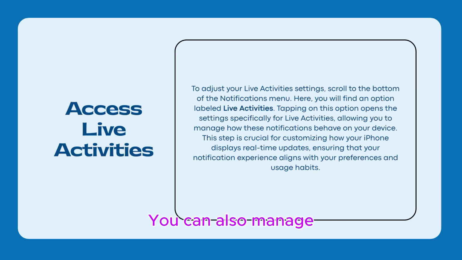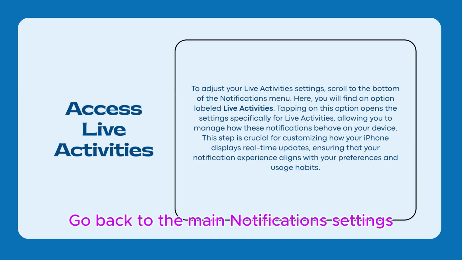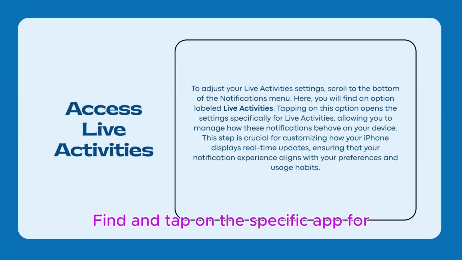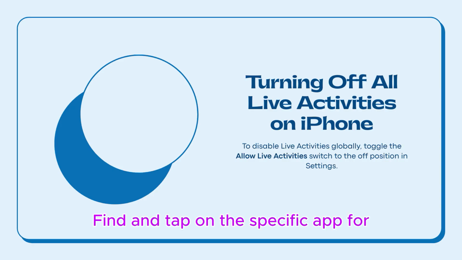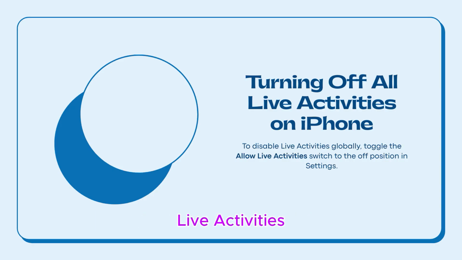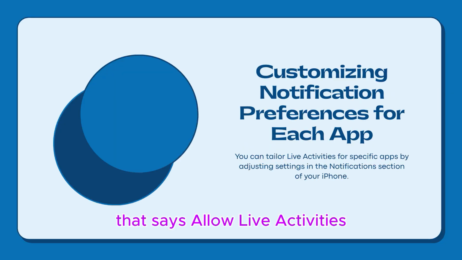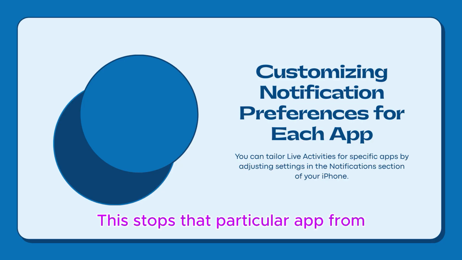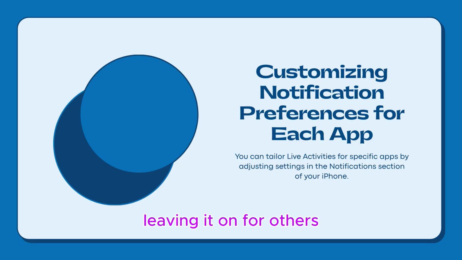You can also manage them on a per app basis. Go back to the main notifications settings, find and tap on the specific app for which you want to disable live activities, such as Uber or ESPN. Inside that app's notification settings, look for the option that says Allow Live Activities and toggle it off. This stops that particular app from using the feature while leaving it on for others.